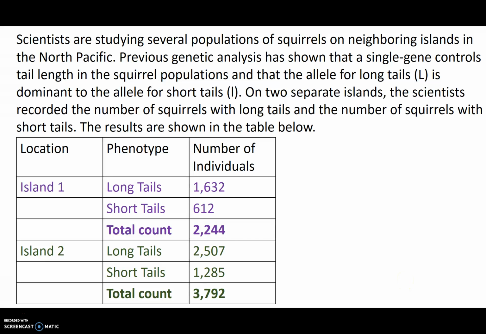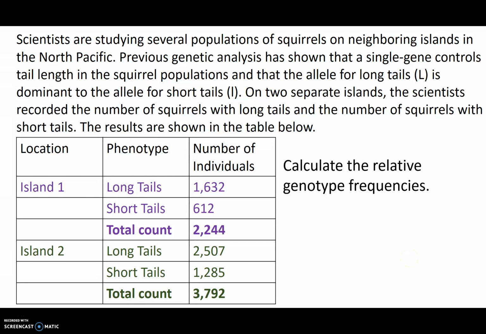Okay, and here's our last one. Scientists are studying several squirrel populations on neighboring islands in the North Pacific, and previous genetic analysis has shown that a single gene controls tail length in the squirrel population, and that the allele for long tails is dominant to the allele for short tails. On 2 separate islands, scientists recorded the number of squirrels with long tails and the number with short tails, and the results are shown below. Calculate the relative genotype frequencies for each island.